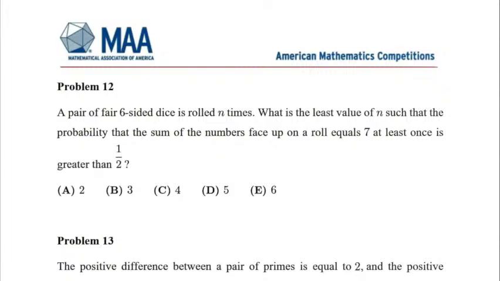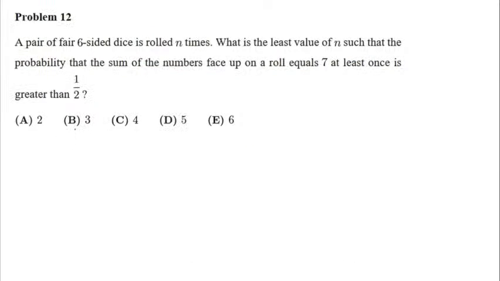AMC 10B 2022 problem number 12. A pair of fair six-sided dice is rolled n times. What is the least value of n such that the probability that the sum of the numbers face up on a roll equals 7 at least once is greater than 1/2? Okay, first let's calculate that.